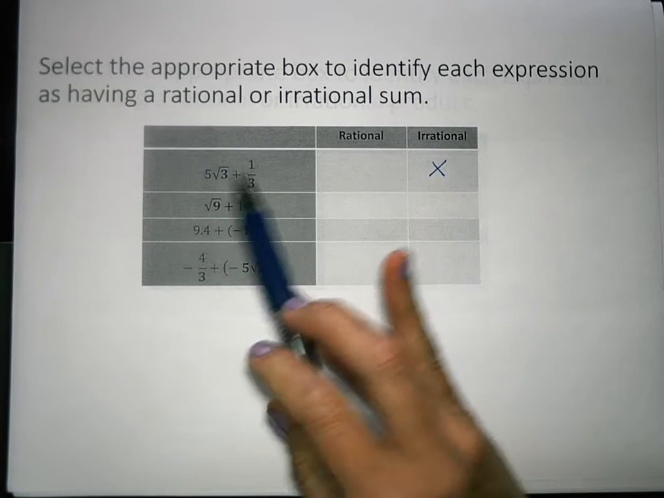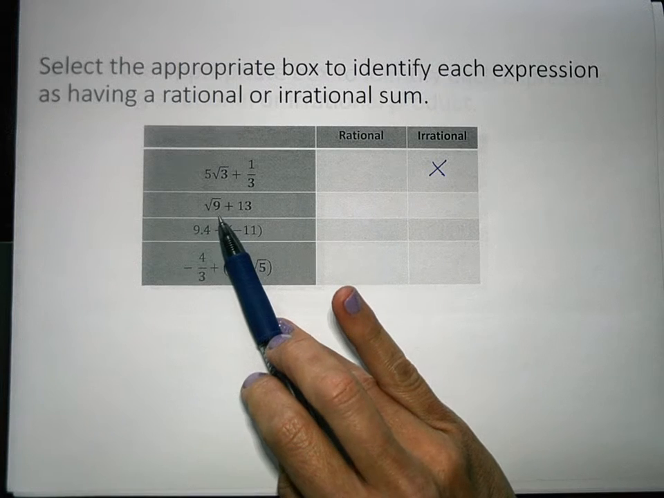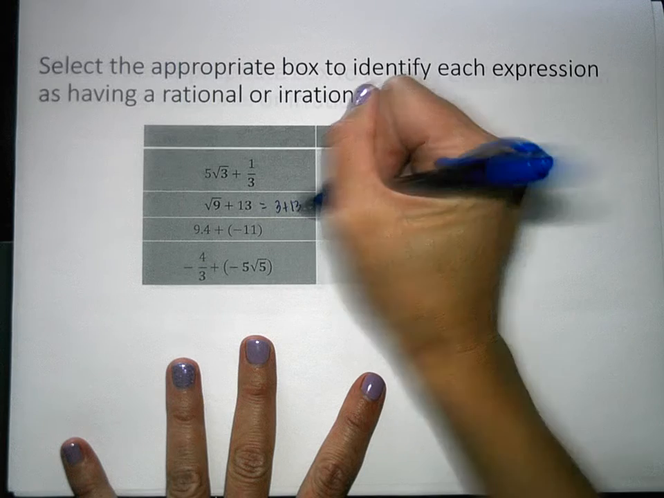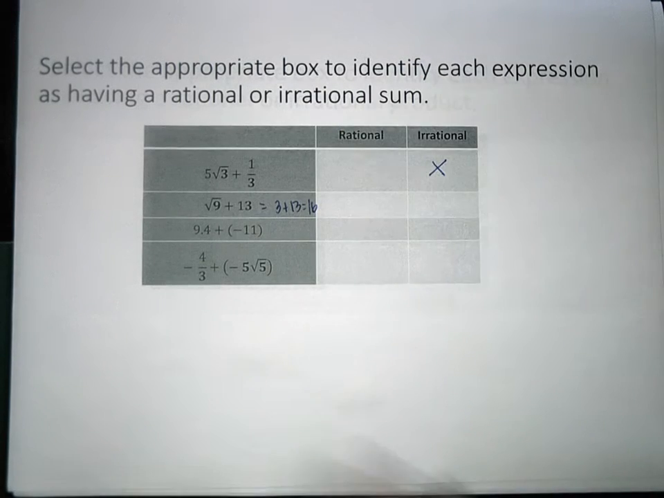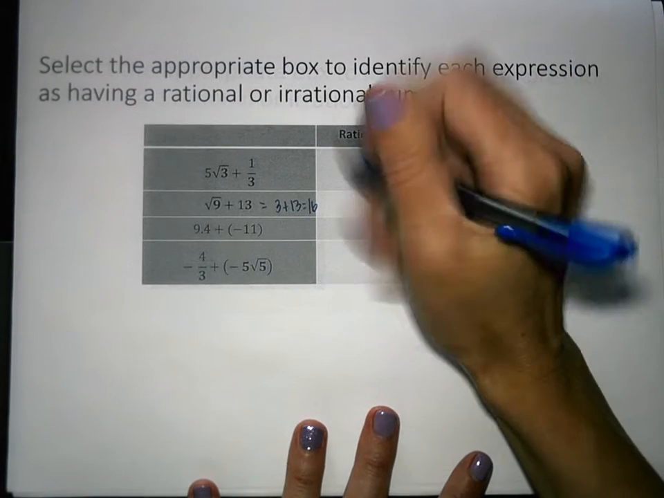Okay, on this next one, the square root of 9 plus 13. Well, first of all, the square root of 9 can be simplified to make 3. So this is really 3 plus 13, which equals 16. Okay, can you write 16 as a fraction? Your answer should be yes. 16 can be written as 16 over 1. It is a fraction, which means it is rational.